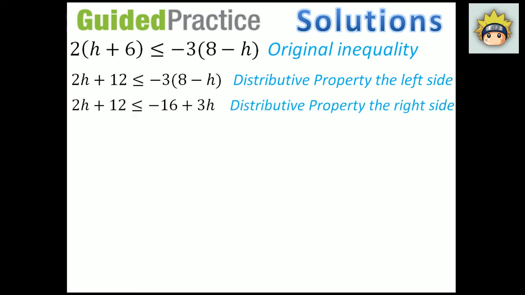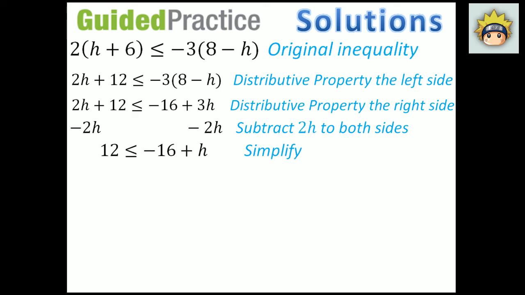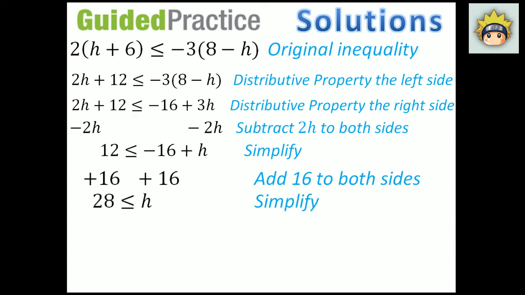Then you do the distributive property on the right-hand side. Negative 3 times 8 is negative 24, and negative 3 times negative h is a positive 3h. Subtract 2h from both sides, because that is the smallest of your variable terms. You get 12 on the left-hand side is less than or equal to negative 24 plus h. Add 16 to both sides, because you're trying to get the variable alone on one side and the constants on the left-hand side. Simplified, 12 plus 16 is 28, which is going to be less than or equal to 2h.